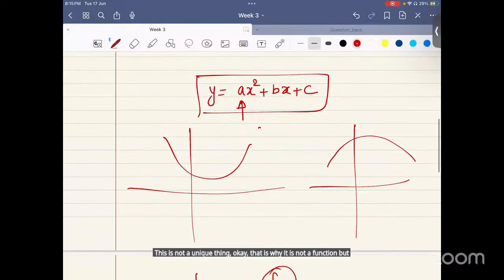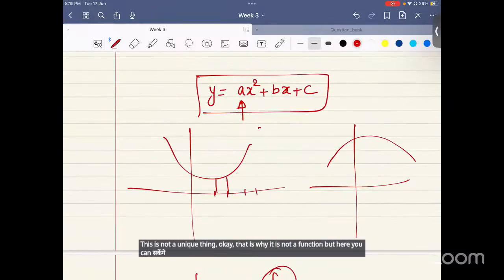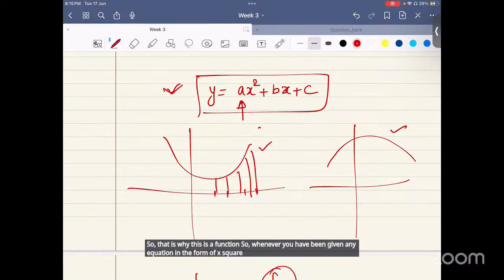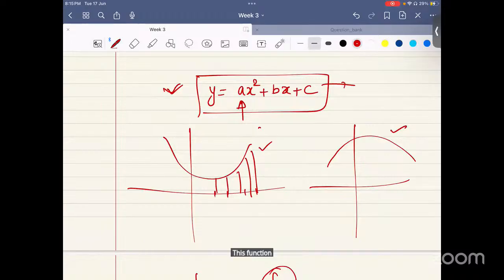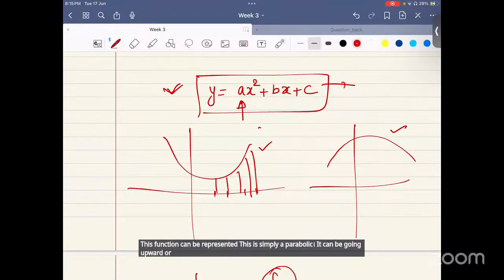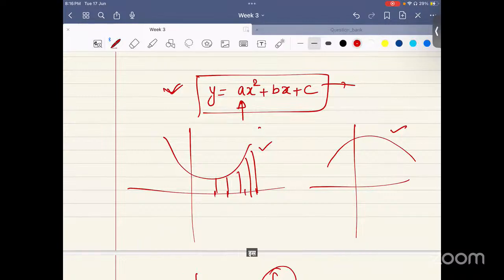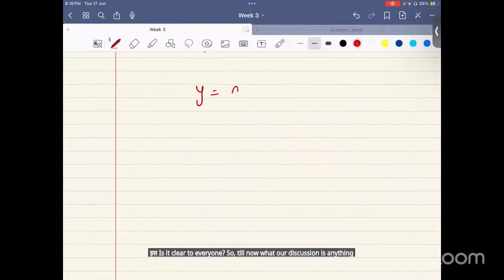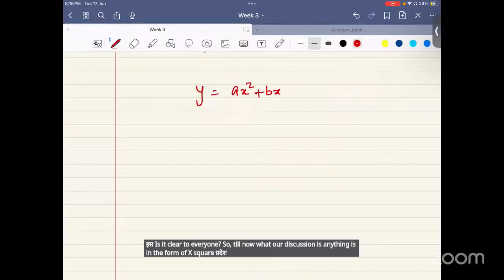But here you can see that for any particular value of x, you can get a unique y, right? So that's why this is a function. This is also a function. So whenever you are given any equation in the form of ax square plus bx plus c, this function can be represented as simply a parabola. It can be going upward or going downward, that depends on the value of a. Is this clear? So till now, is it clear to everyone? Yes sir. Till now, what I have discussed is anything in the form of ax square plus bx plus c, where a is not equal to 0.